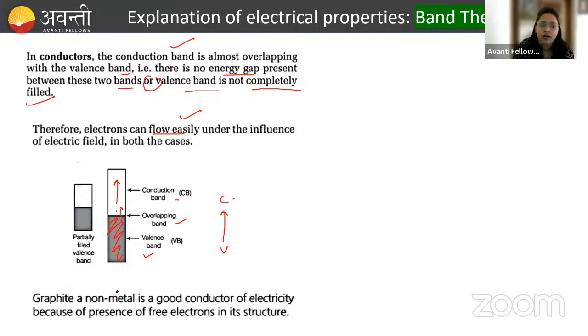Okay, so if there are non-metals like graphite, graphite is a non-metal, but it becomes a good conductor of electricity because of the presence of free electrons in its structure. Okay, and that's why it becomes a good conductor.